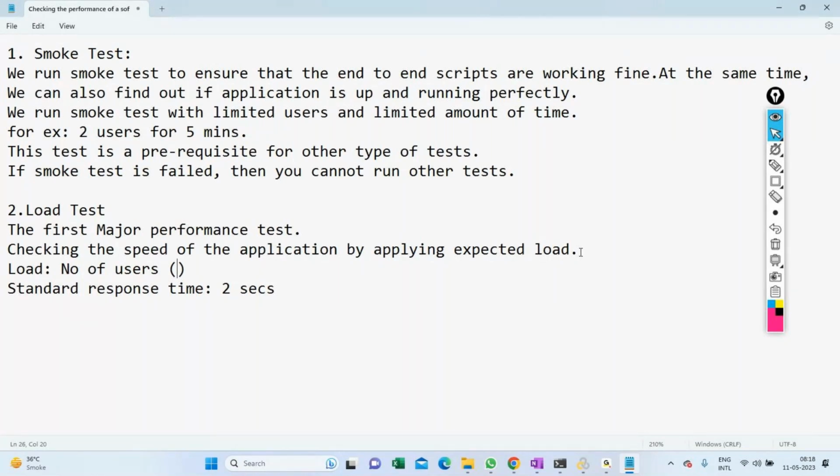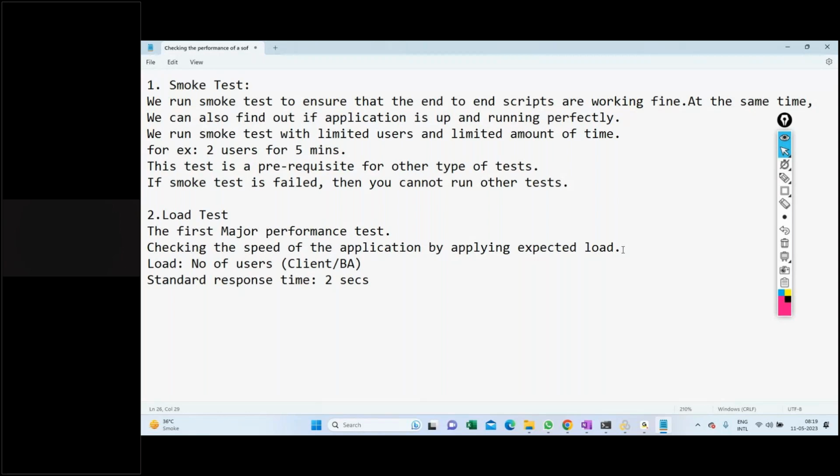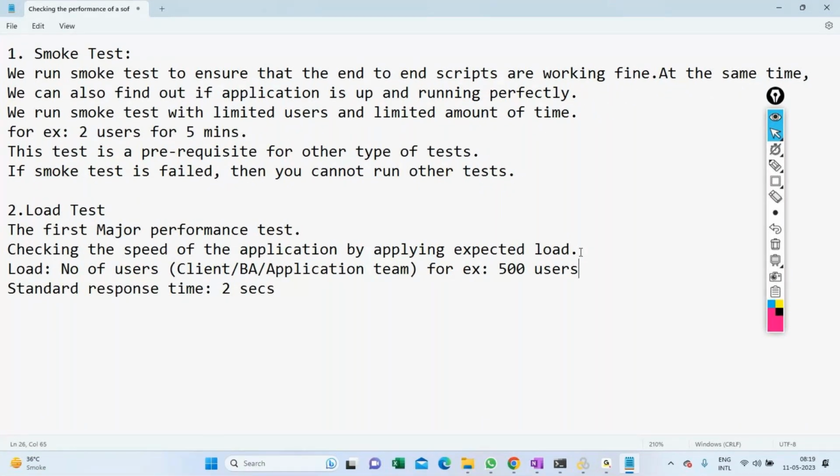So the client or business analyst or anyone from application team will give you the number of users. For example, you can say 500 users, right? So the load volumes will always be given by the application team or the business analyst or the client. So what are we going to verify? We are going to verify the speed, how the application is responding. So the general industry standard is 2 seconds.